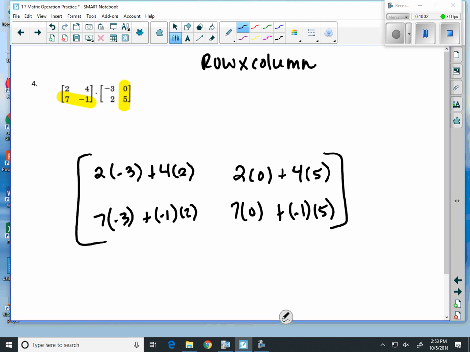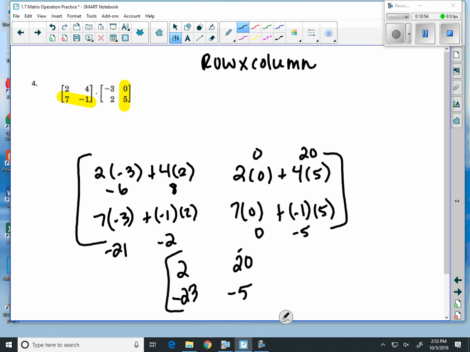Again, you can put these in your calculator or you can do it by hand. I'm going to go ahead and do it by hand here. That would be -6 and +8, which would be 2, 0, and 20, which would give us 20, -21, and -2 is -23, 0, and -5 would get us -5. And that is our final answer.